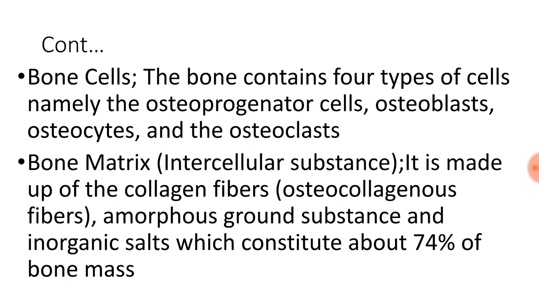Bone matrix, those intercellular substances, is made up of collagen fibers. Tuliangalia tabia ya collagen fibers. They are inextensible, they are tough, they are strong, na pia zinapatikana kwa kiasi kikubwa kwenye bone tissues. So the intercellular substances are made up of collagen fibers, osteocollagenous fibers, amorphous ground substances, and inorganic salts, which constitute about 74% of the bone mass.